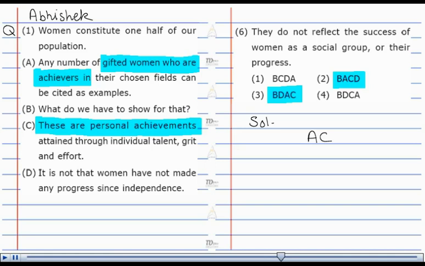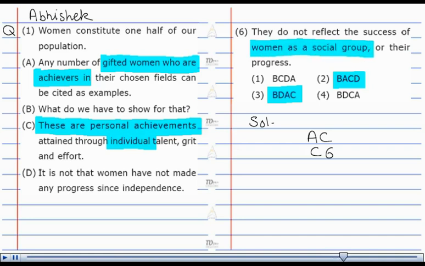The second link that is available to us is C6. Let us see how. C says that these are personal achievements attained through individual talent, grit and effort, and statement 6 says that they do not reflect the success of women as a social group or their progress.